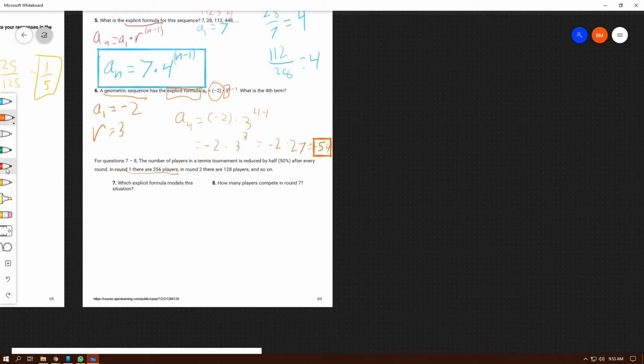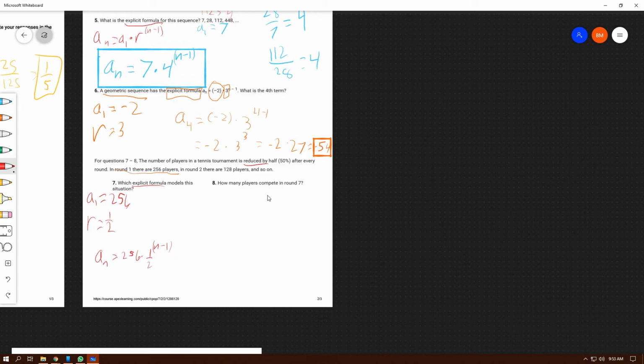All right, the number of players in our tennis tournament is reduced by half, right? So reduced by half is telling me a ratio right there. After every round, and in round 1 there are 256 players. So they tell us right away that the first term is 256, and then in round 2 there's 128 because it's getting cut in half. So they want the explicit formula. For the explicit formula, I need the first term and the common ratio. Well, they told me the first term was 256, and they told me my common ratio was 1/2. I just plug it into that formula we got at the top of this video.